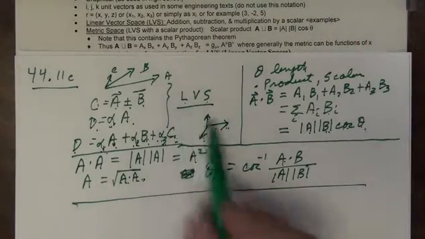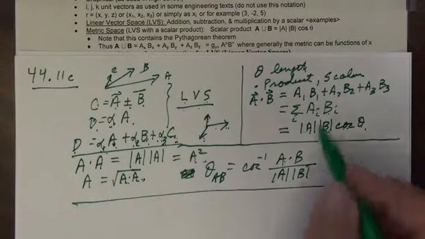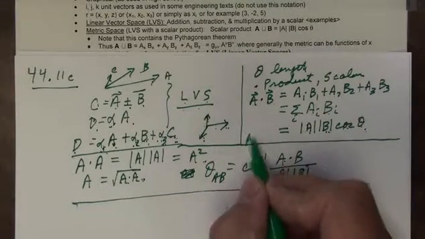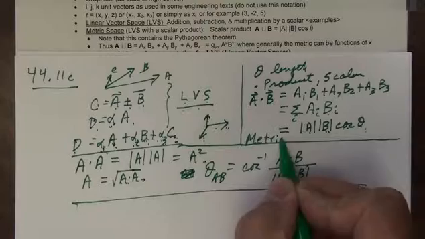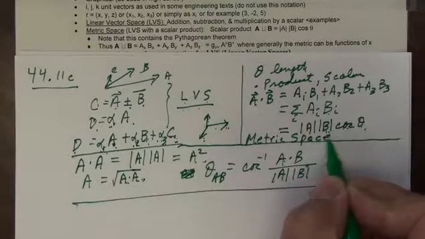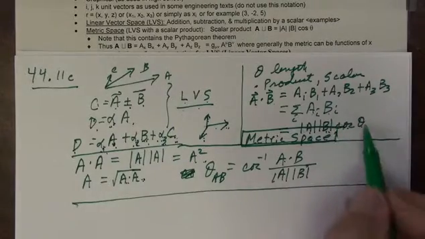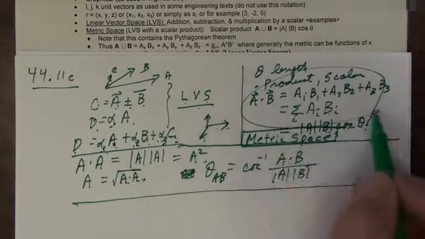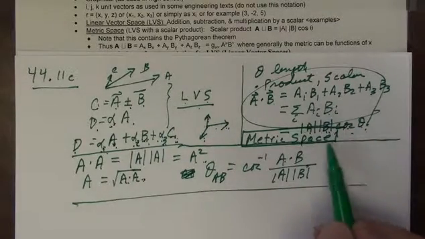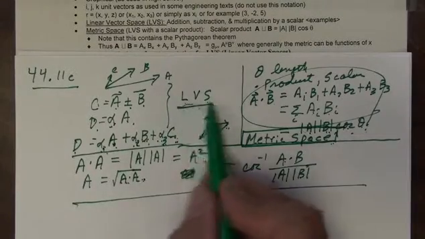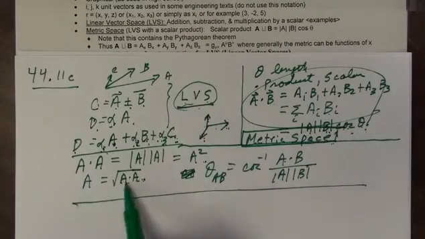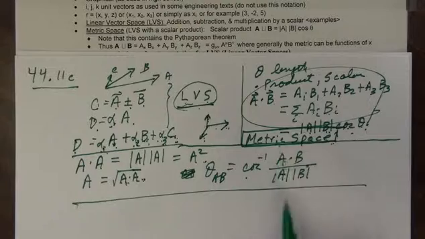A linear vector space that has a dot product, such as this, is called a metric space. It's called a metric space because this product here lets you take that linear vector space and find length and angle and therefore you have metrics on the space.